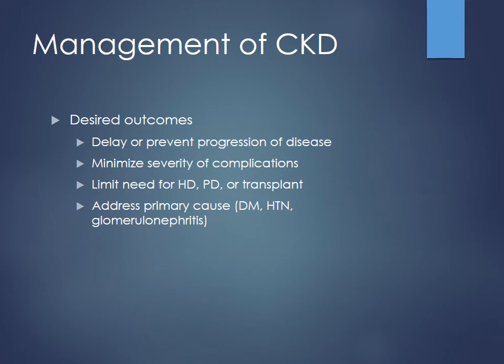But what do we want to do for these patients? Hopefully we want to either delay or prevent progression of disease. Can I fix chronic kidney disease? Not unless we give them new kidneys, right? So we want to hopefully prevent or delay progression of any more disease, and hopefully minimize some of those complications we were mentioning previously. And then the big thing we want to do is limit the need for either hemodialysis, peritoneal dialysis, or transplant.